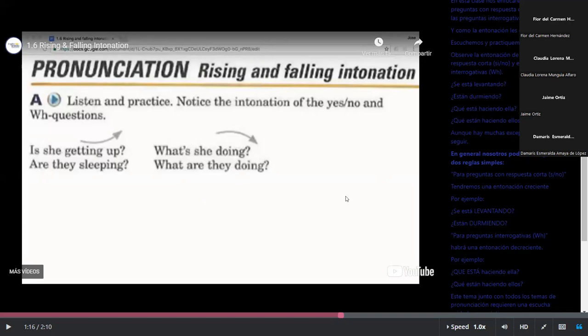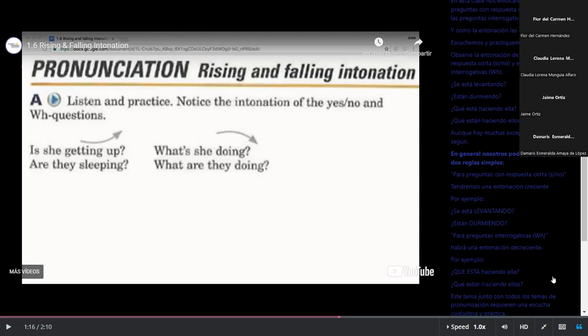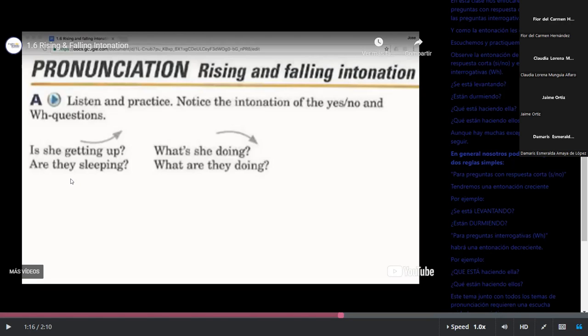Claudia Lorena. Is she getting up? Are they sleeping? What's she doing? What are they doing? Jaime James. Okay, Damaris. Let me see. Is she getting up? Are they sleeping? What's she doing? What are they doing? Okay, good. Good, good, good. Probably Jaime maybe has a problem with the microphone. He's writing in the chat.